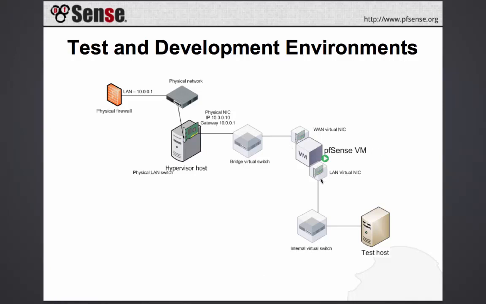Where we've got the LAN NIC on a strictly internal virtual switch, a test host behind that, and then just a bridge interface out. In this kind of scenario, you could just as easily use NAT and probably lower your risk of breaking things in the process. This type of setup is a good way to test out changes if you're not entirely sure how your production environment is going to react to them.